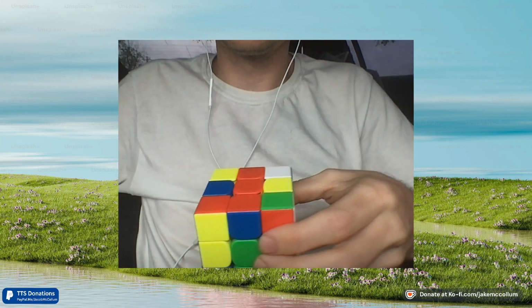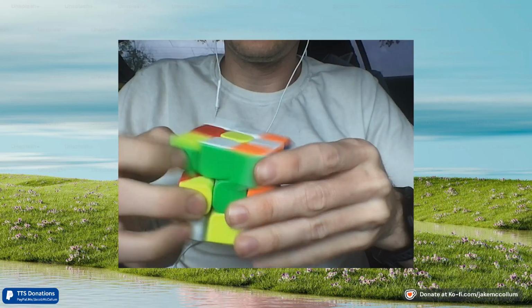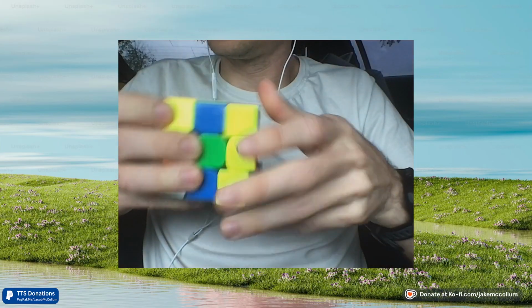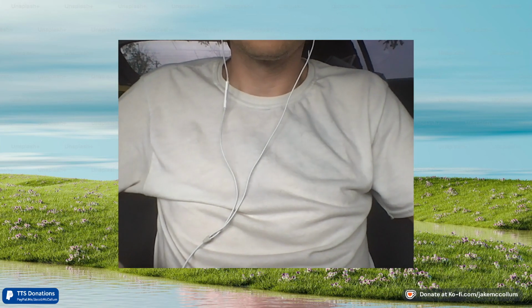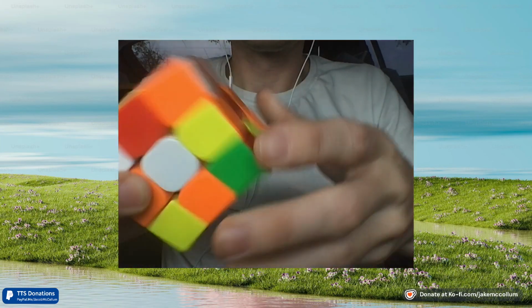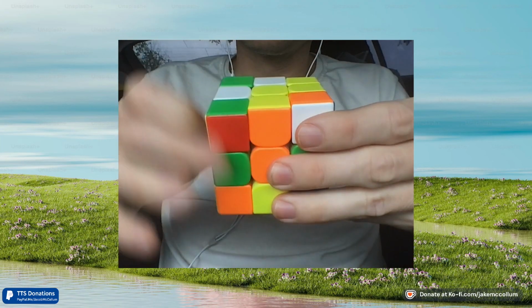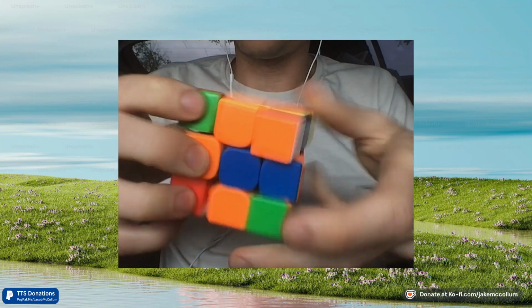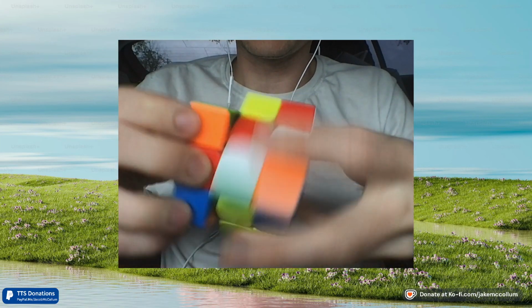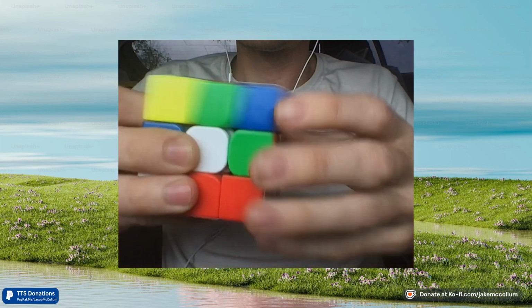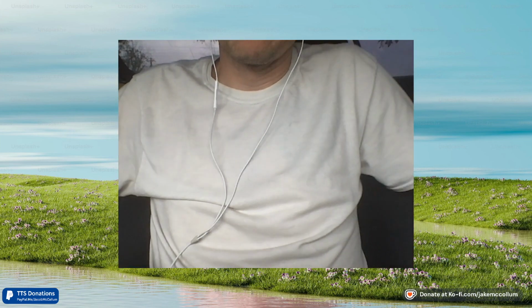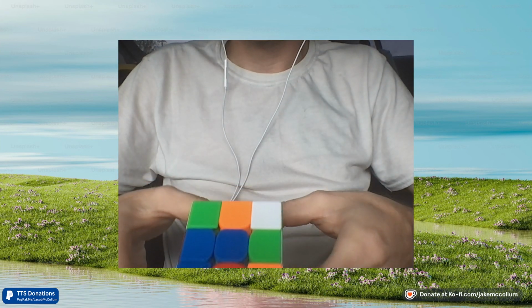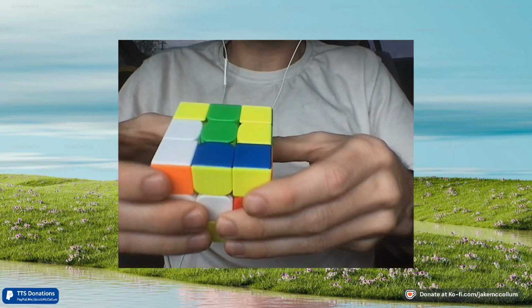Next is Rubik's Cube. I'm just mixing it up right this second. I don't know if anyone wants to time me or not, but I gotta try and get it under 1 minute. Alright, here we go. Ready? 1, 2, 3, start.